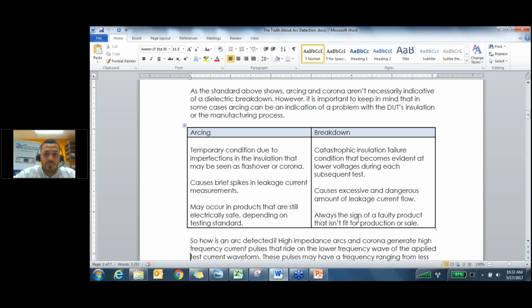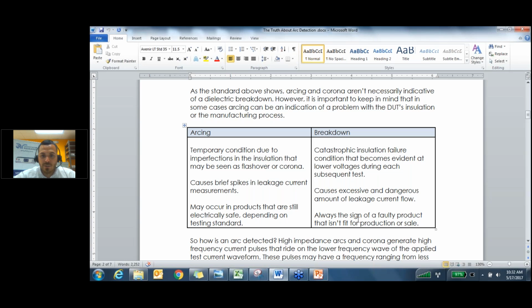Where breakdown, on the contrary, does mean a Hipot test failure, right? Arcing, if I didn't mention it earlier, you can arc all day long, as long as there's no breakdown, most standards will say you're fine. Hey, we tell customers, if you're in production or you're not testing to a standard, you can just turn arc off.